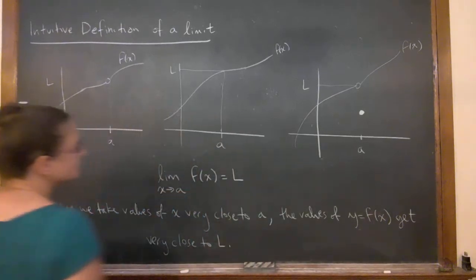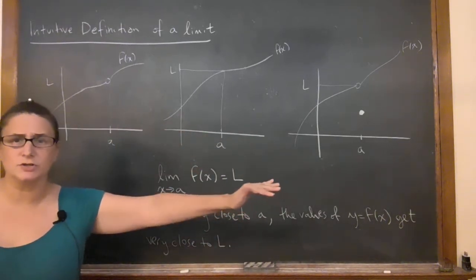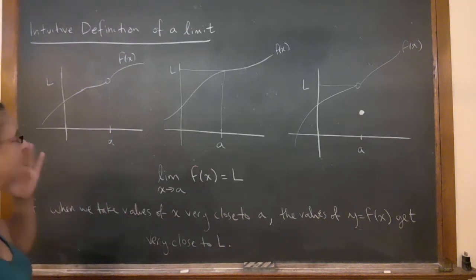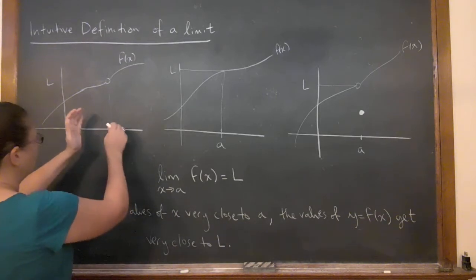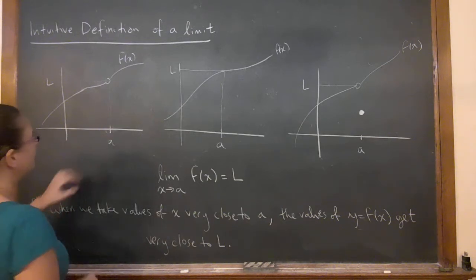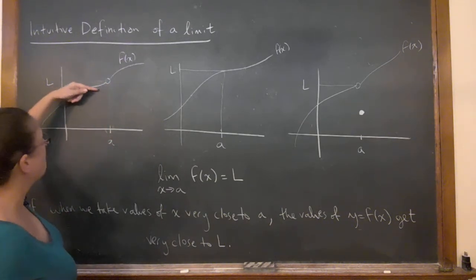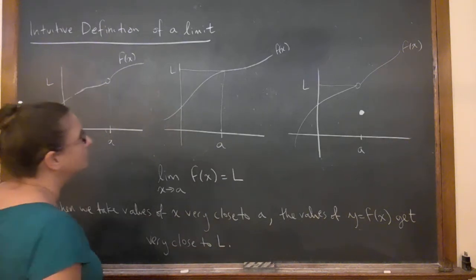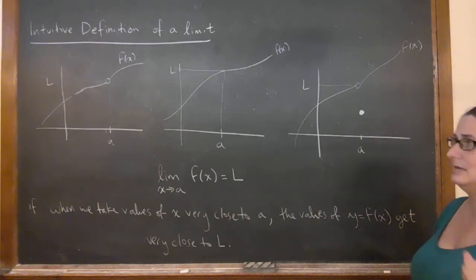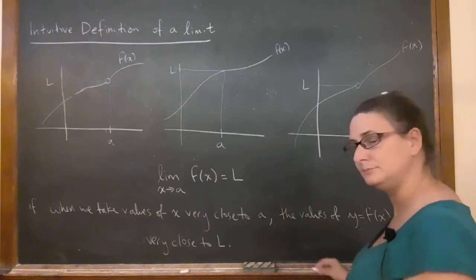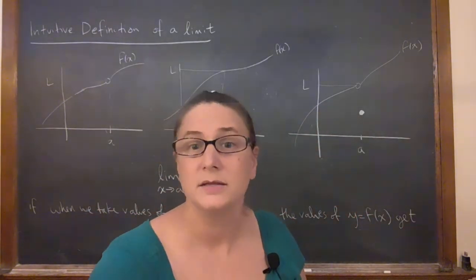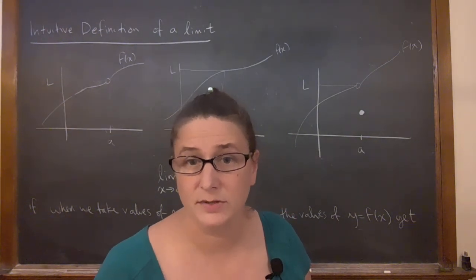In all of these three pictures, though, if I look at what I'm asking at the very end of the definition, I'm saying, let's look really, really close. If I zoom into this picture, look very, very close, the y values are getting very, very close to L. That's true regardless of what the value of f at a is, if it even is there. So that's the intuitive definition part. Now, in the next video, we'll look at some cases where the limit doesn't exist.